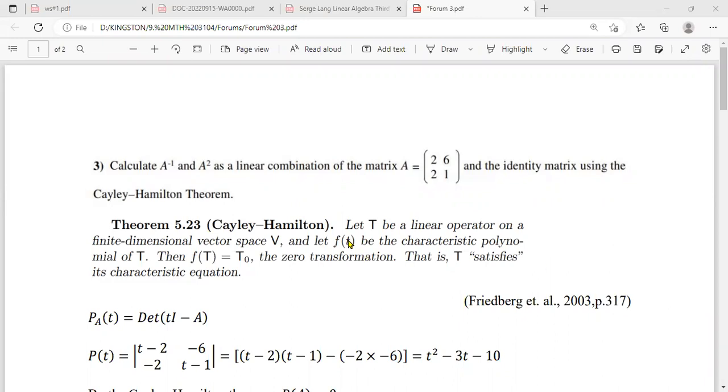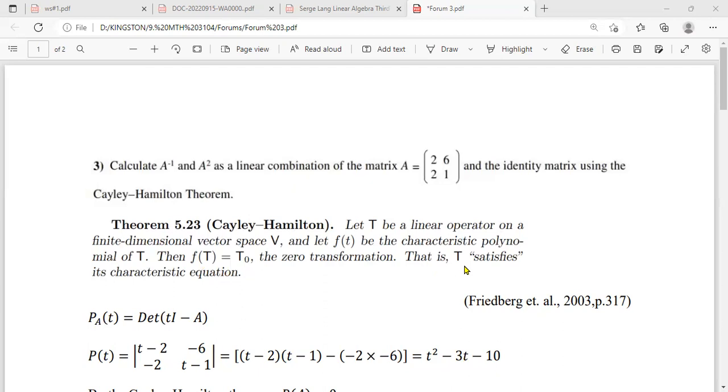Now the Cayley-Hamilton theorem states: let T be a linear operator on a finite dimensional vector space V, and let f(t) be the characteristic polynomial of T. Now, when you input T into your characteristic polynomial, what you will have is a zero matrix. Your output will be the zero matrix.